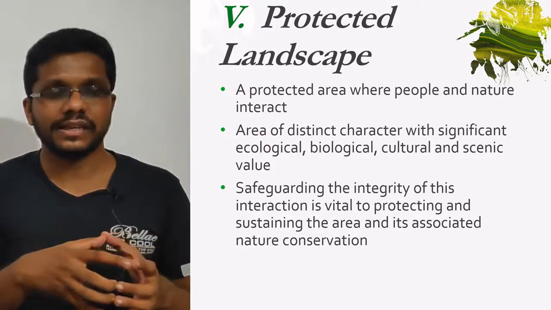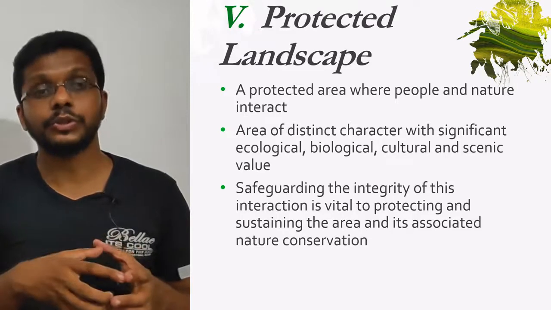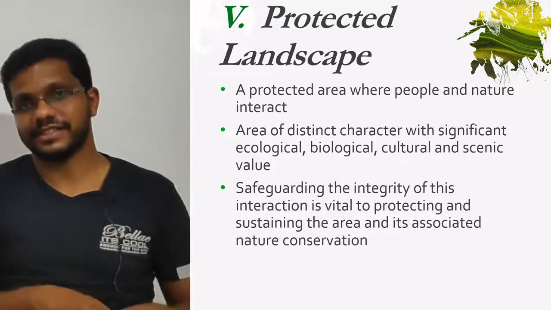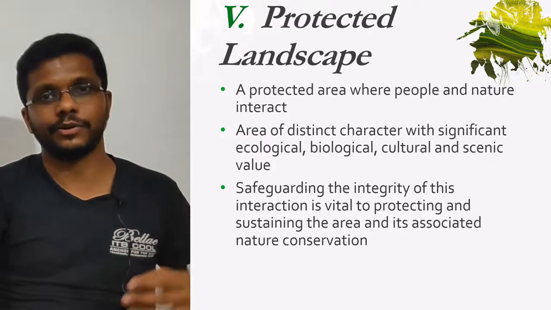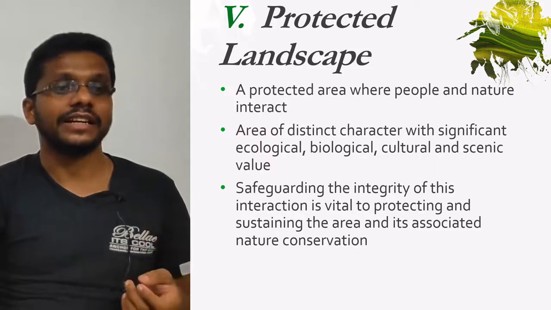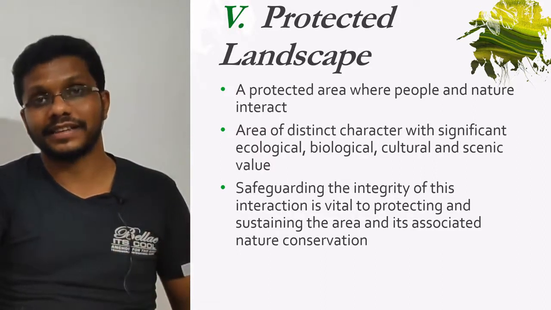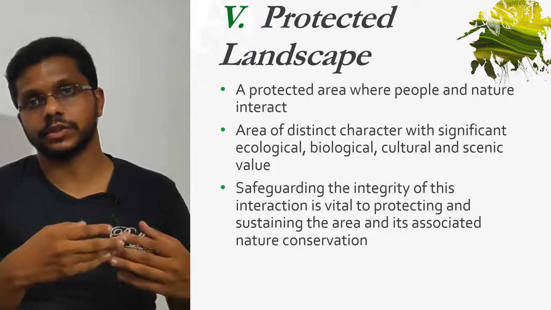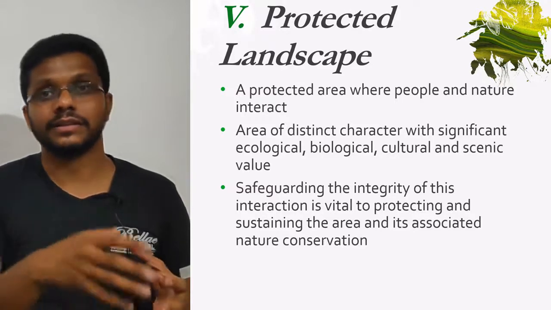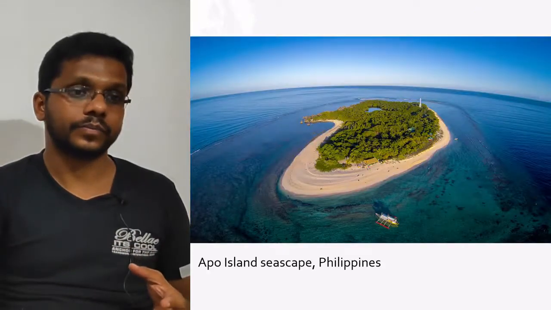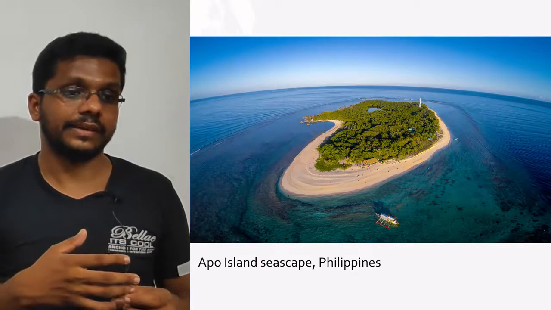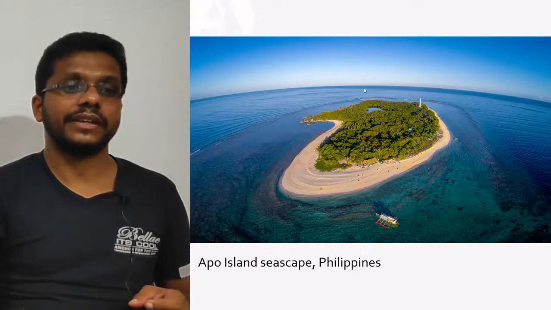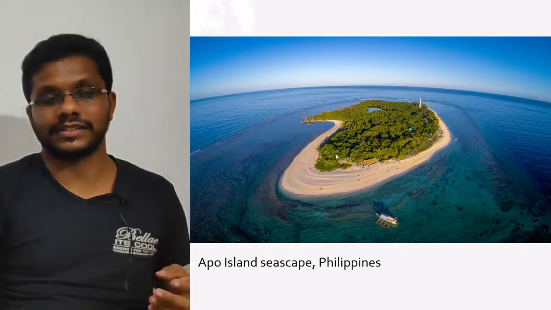In these areas, what we want to do is protect the natural beauty along with the biodiversity. It's like going to Munnar to see the Neelakurinji. In order to have that particular plant there, the whole habitat should be protected. If you are not protecting that habitat, there won't be those plants blooming. One example of such protection is the Apo Island seascape in the Philippines. We are protecting this landscape because of its natural beauty.